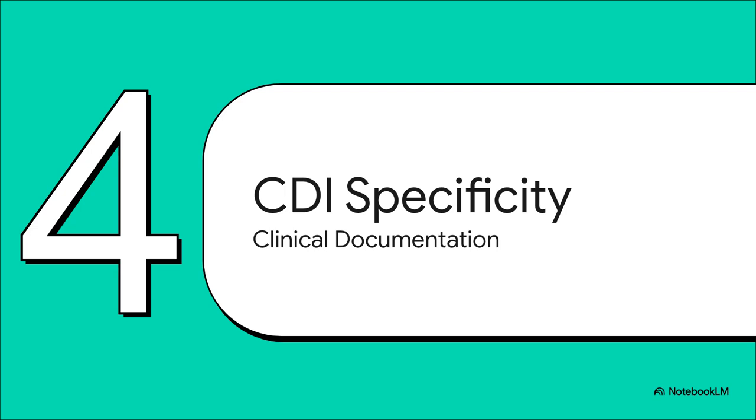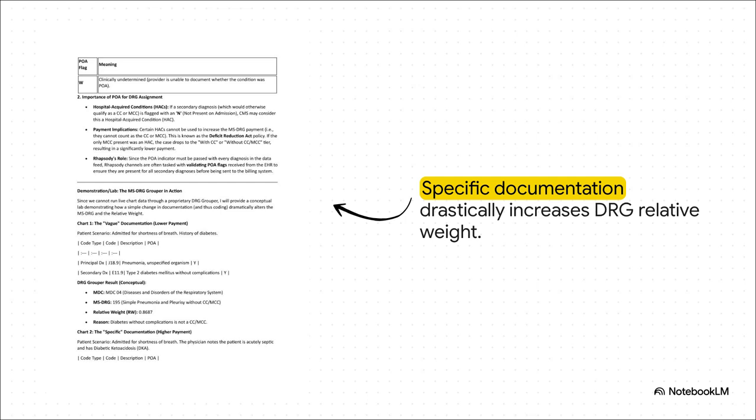Okay, Section 4, CDI and documentation specificity. Guys, the true financial impact of clinical documentation here is just massive. Check this out. In a vague scenario, just coding unspecified pneumonia yields a DRG relative weight of just 0.86. But by simply querying the physician to clarify that the patient actually has sepsis and linking their diabetes to ketoacidosis, the principal diagnosis changes to MDC 18, bumping the relative weight to 1.90. You're literally more than doubling the weight just from clinical specificity.